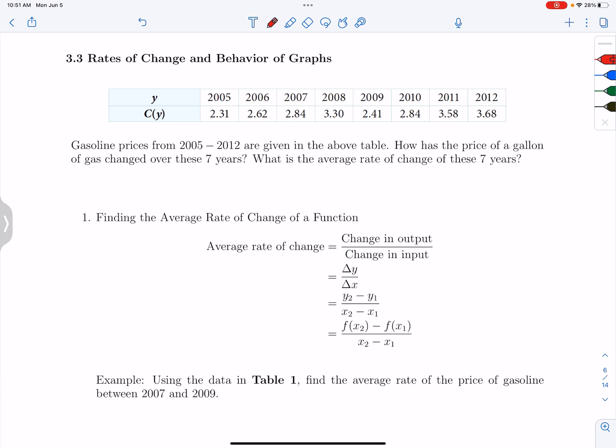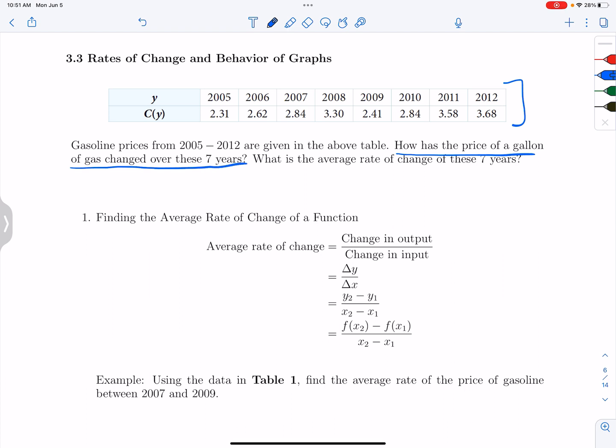Rates of change and some behaviors of graphs that we want to consider. So we have this chart about gas prices between 2005 and 2012. The y value is the year, and the function c of y gives the output for the cost of a gallon of gas.